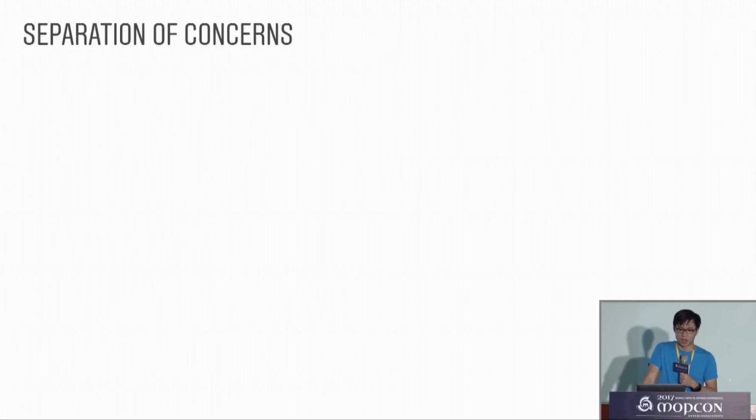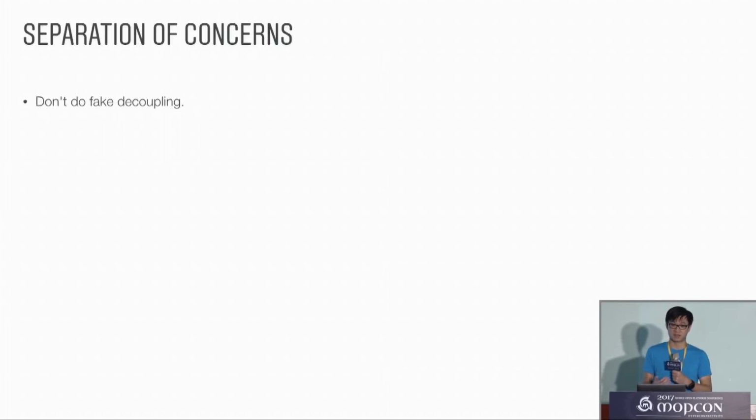And the next principle is to have separation of concerns when you are writing code. And this should be very familiar to people. People know they have to write different logic into different classes so we can achieve separation of concerns. But what I usually see, the first point I want to mention, is don't do fake decoupling.